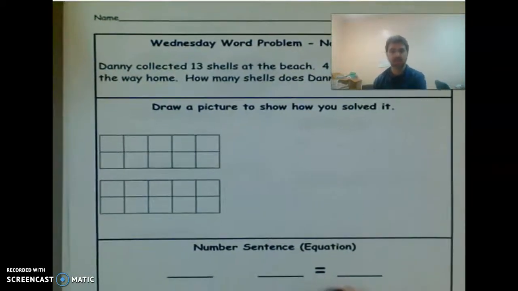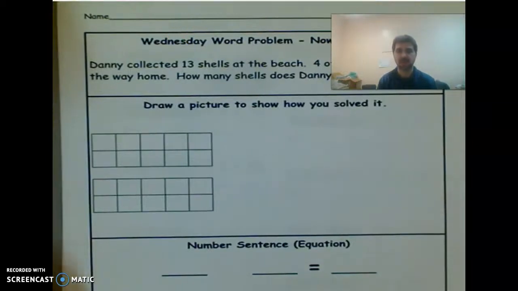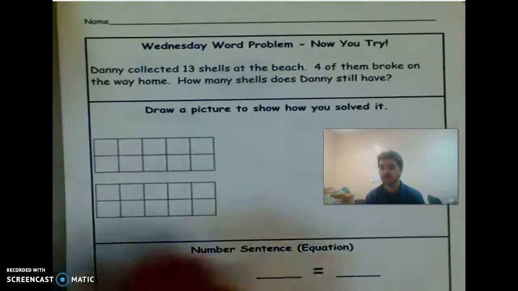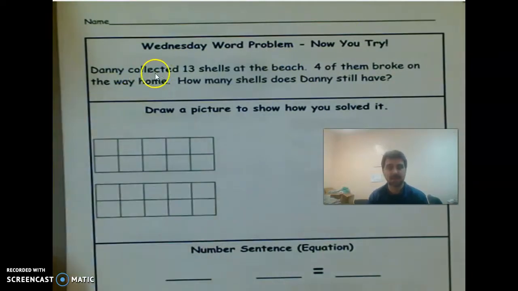So let's read what the word problem is about first, and then I want you to work on it on your own. It says, Danny collected 13 shells at the beach. 4 of them broke on the way home. That stinks, but he still has how many? That's the question. How many shells does Danny still have?